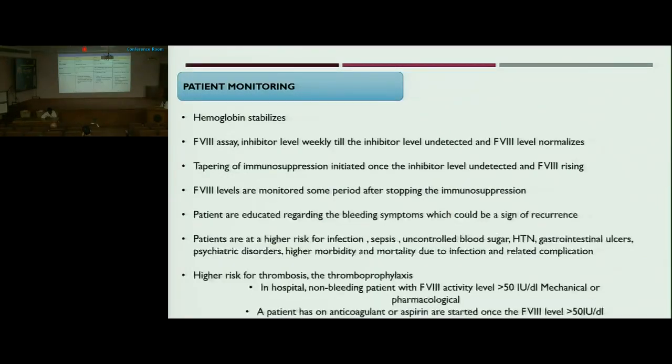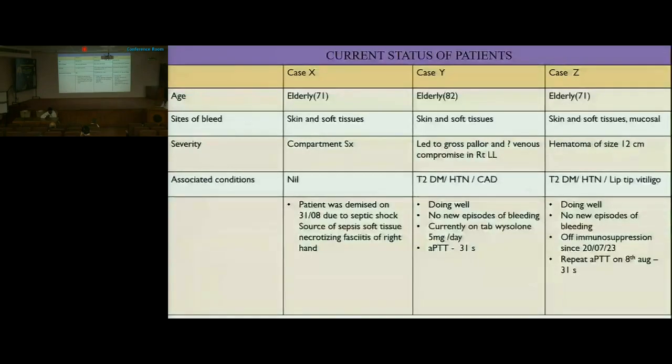Current status of the patients. Patient X demised on 31st of August due to septic shock, the source of sepsis being necrotizing fasciitis of the right hand. Case Y is doing well, with no new episodes of bleeding, currently on tapering prednisolone 5 mg per day, with an APTT of 31 seconds. Case Z is doing well, with no new episodes of bleeding, off immunosuppression, and APTT of 31 seconds.